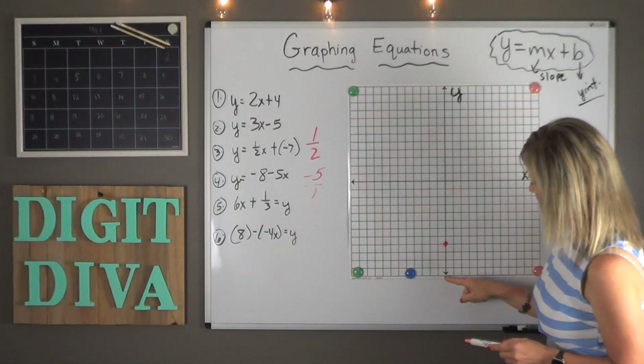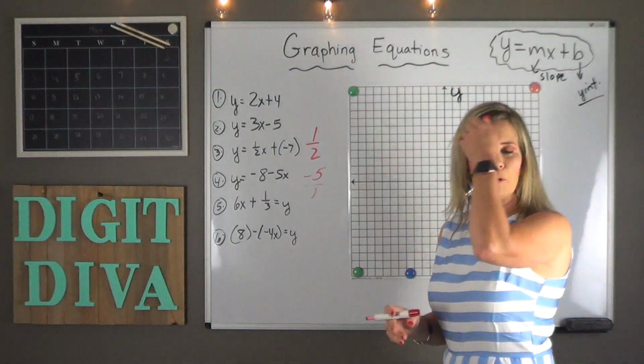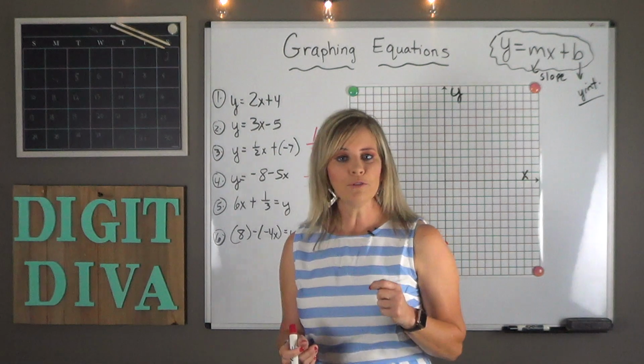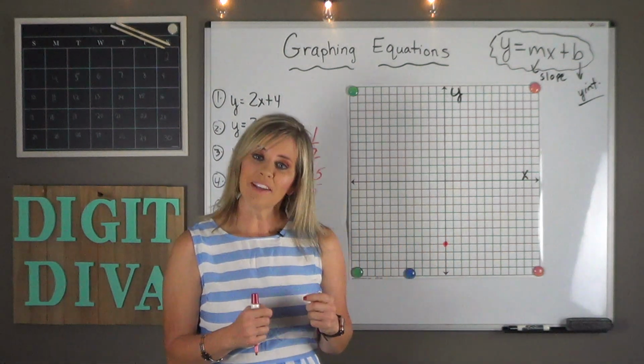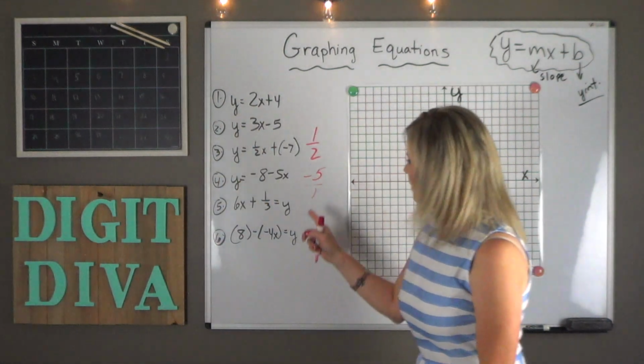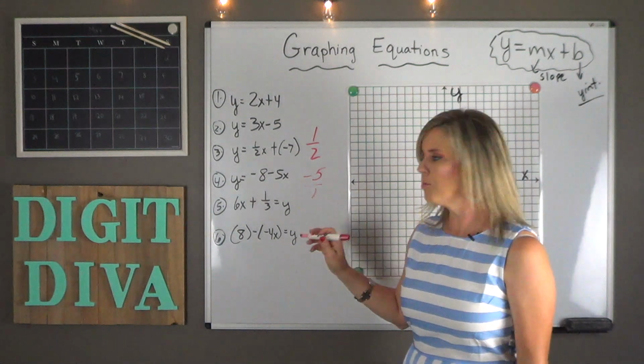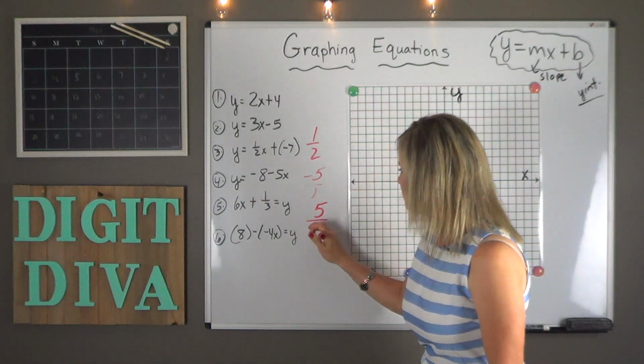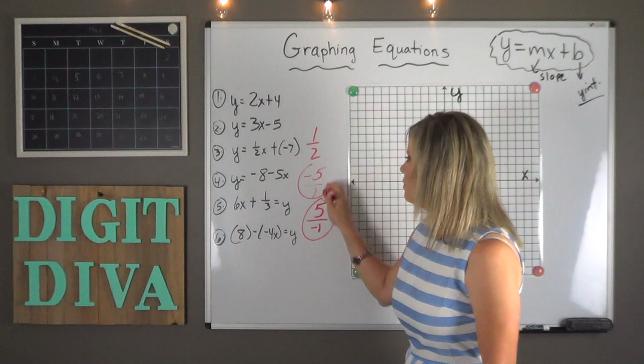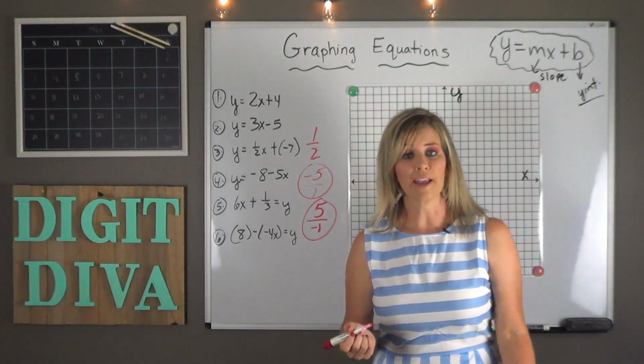1, 2, 3, 4. My graph is too small. I run out of room. So what you should do is just give the negative sign to the denominator, okay? So -5 divided by 1 is the same thing as 5 divided by -1, okay? Those two fractions represent -5.